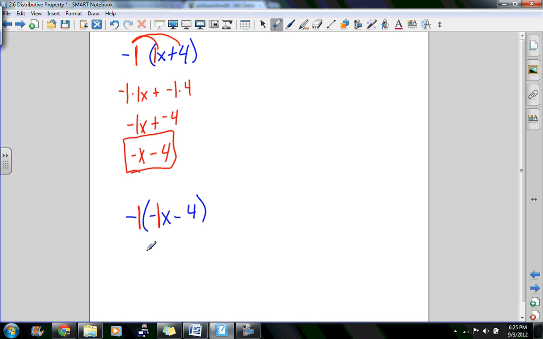Down here on the bottom, we should get positive 1x plus 4, because we have a negative and a negative. Okay, if I break that up, yeah, we get negative 1 times negative 1x plus negative 1 times negative 4.